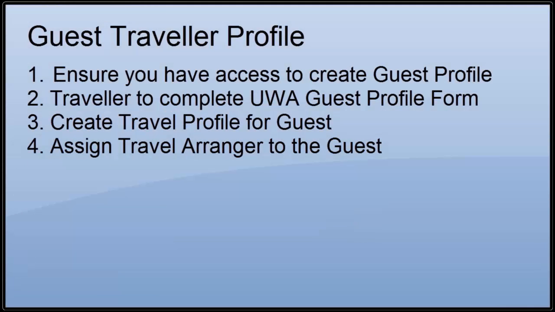This video is about creating a guest traveller profile in Concur. There are 4 main steps. Firstly, ensure you have access to create the guest profile. Secondly, the traveller is to complete the UWA Guest Profile form. You then create the travel profile in Concur and then assign the travel arranger to the guest.